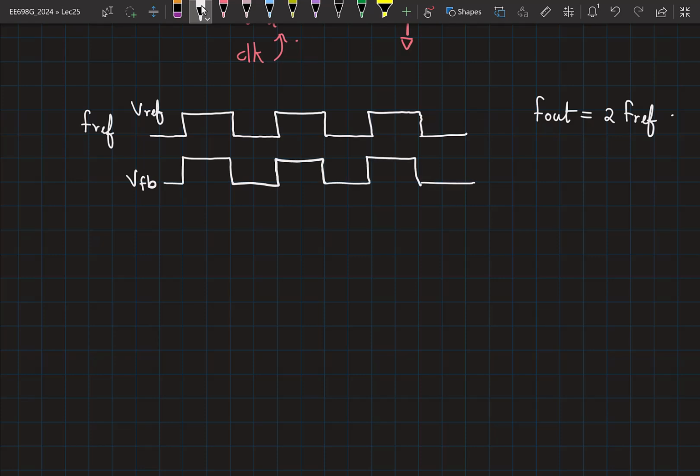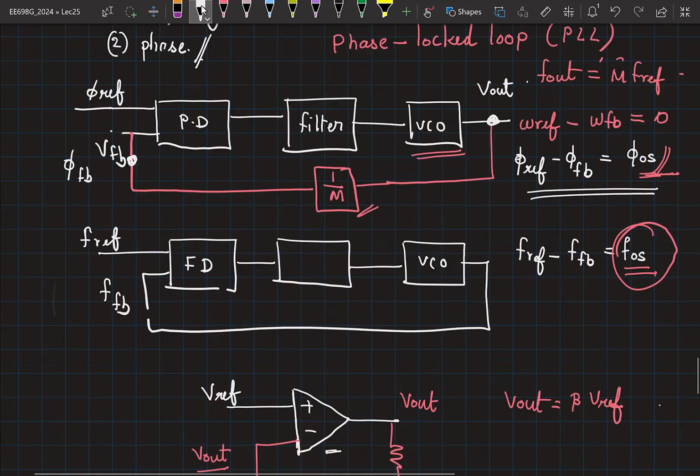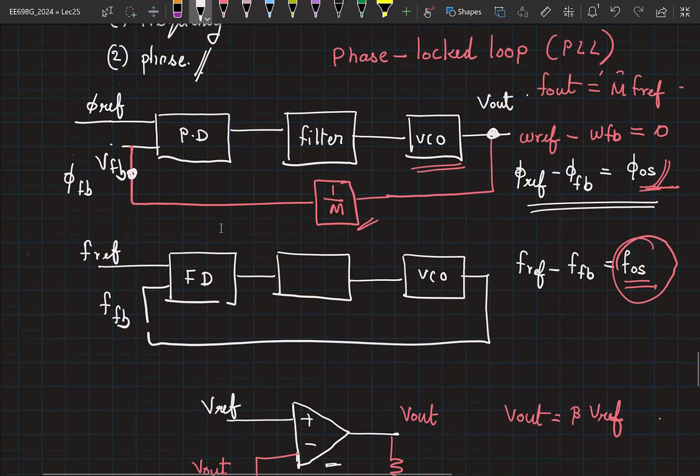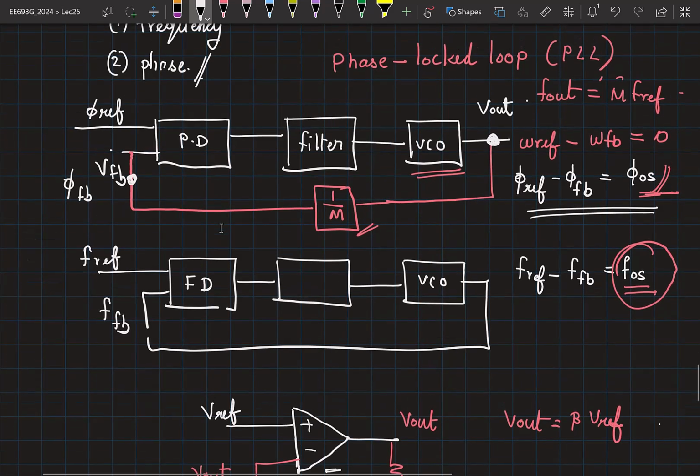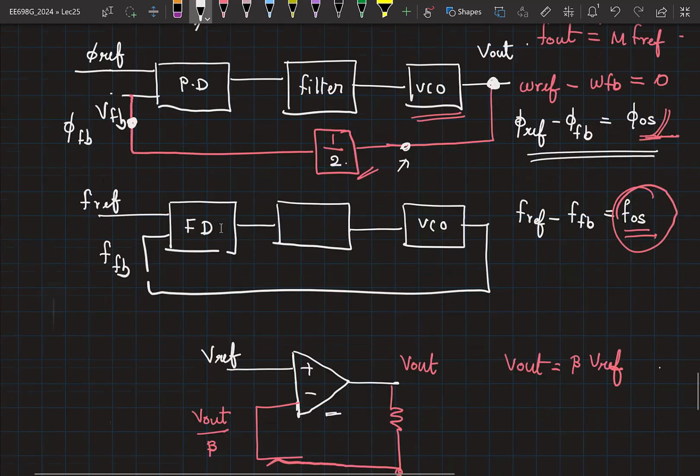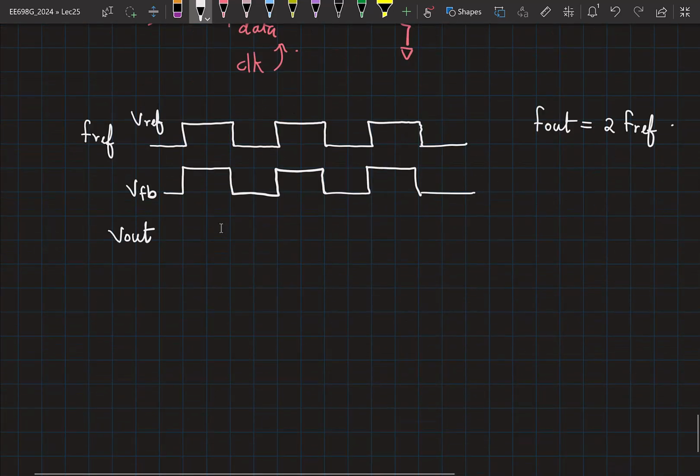Then how will V out look like? V out is the signal here. It has been passed through, let's say, a 1 by 2 divider. So if V feedback is given to you and you know that this is divide by 2 of some signal, how would the signal look like? It has to have twice the frequency. So the signal is going to look like this.